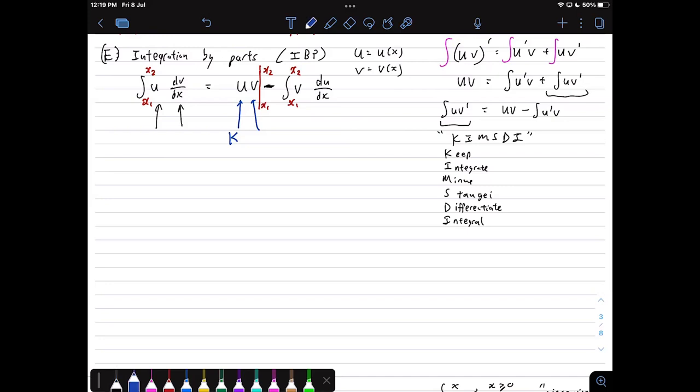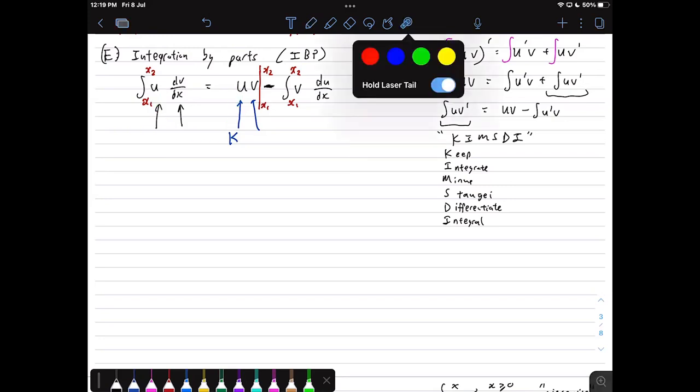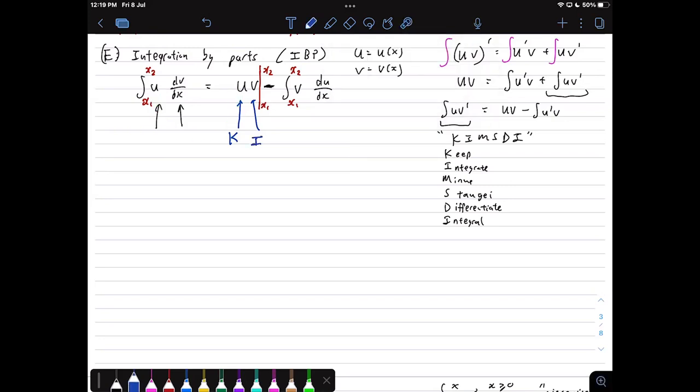So K means you keep the u. Keep the u. Then I, the next one, v is an I. Why do I say I? Because you're integrating the dv by dx to get v. Then there is a minus, M. Then S means the Tau Ge over here, the integral looks like a Tau Ge. Then D is for differentiate.